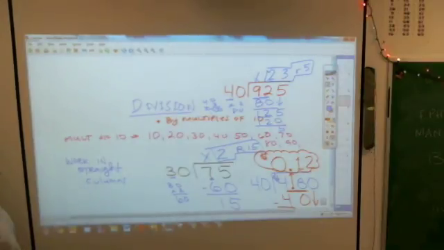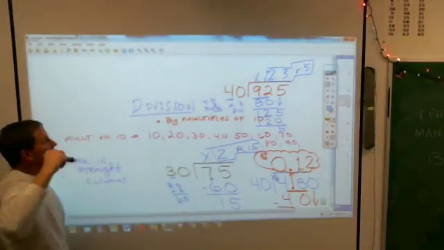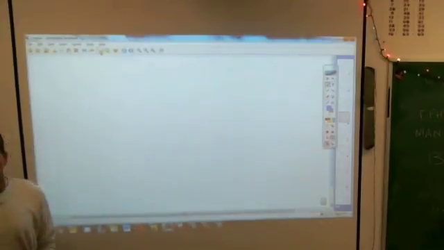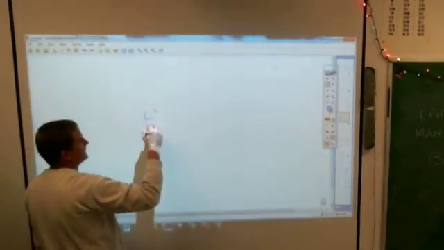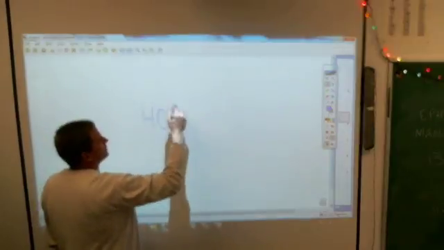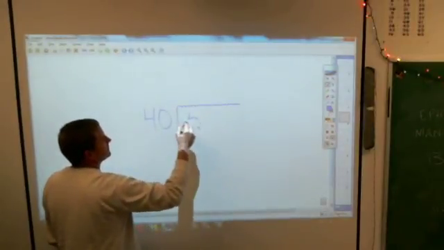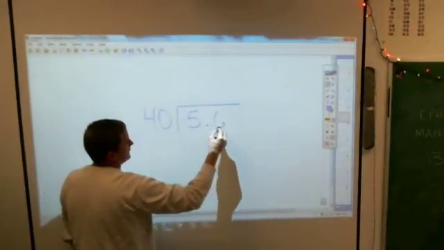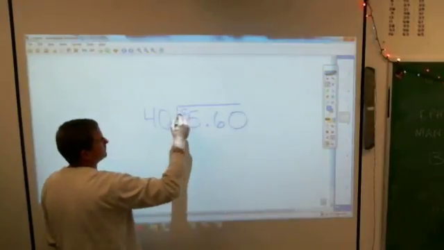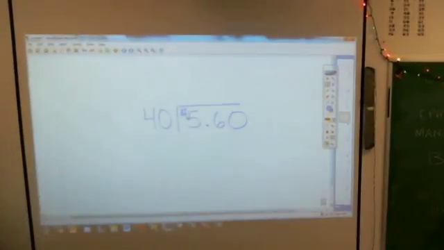What do you think? Is that straightening you out, some of you that have trouble? One more. I'll make this the hardest one in history. How about 40 into $5.60? 40 into $5.60.